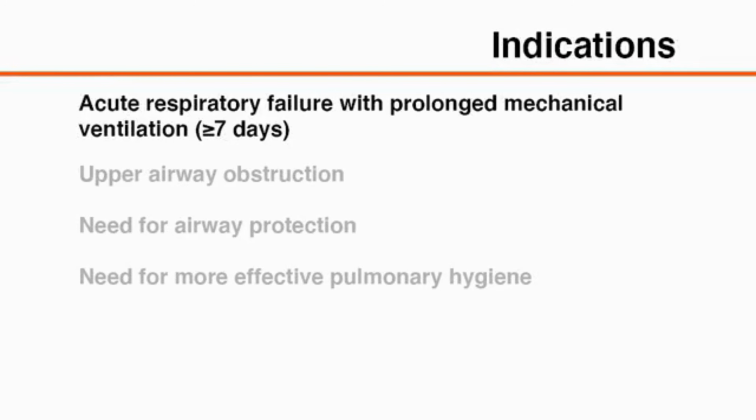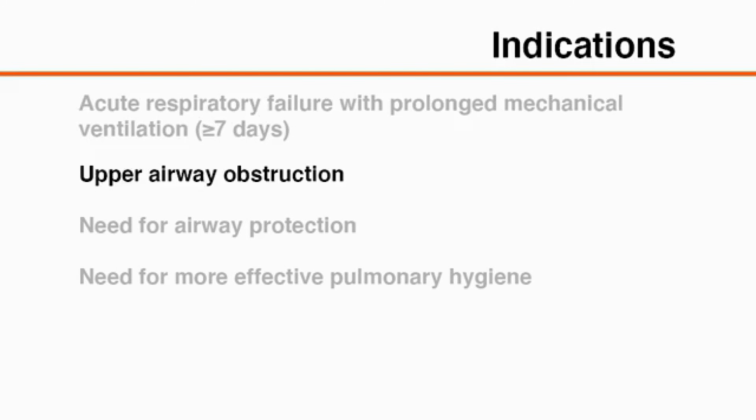Tracheostomy should be considered for patients with acute respiratory failure needing prolonged mechanical ventilation, typically 7 days or more, who are expected to recover meaningfully. It reduces sedation needs and aids ventilator weaning. Other reasons include upper airway obstruction, like vocal cord paralysis, airway protection for conditions such as neurologic disease or traumatic brain injury, and improved pulmonary hygiene, encompassing recruitment maneuvers and secretion clearance.